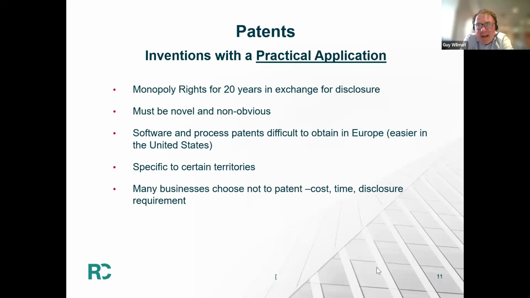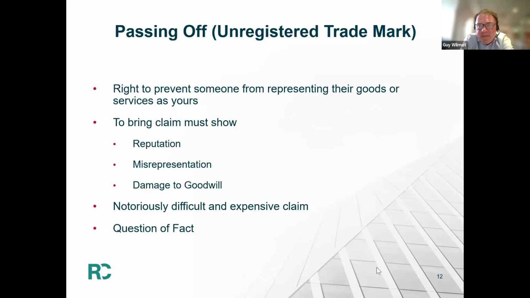Now, in certain sectors, patent protection is absolutely vital. Pharmaceuticals, mechanical engineering, other areas where there are clearly patentable inventions that need to be protected.